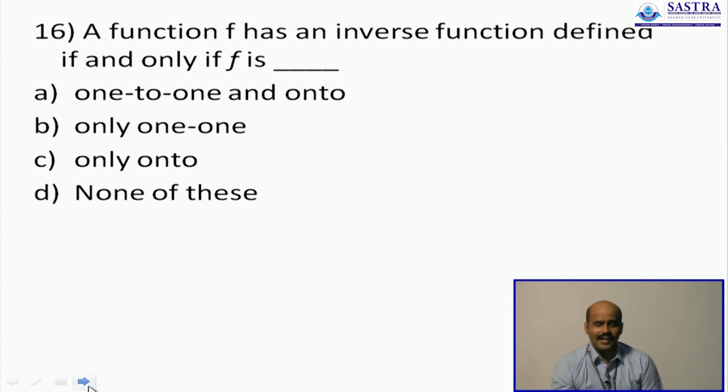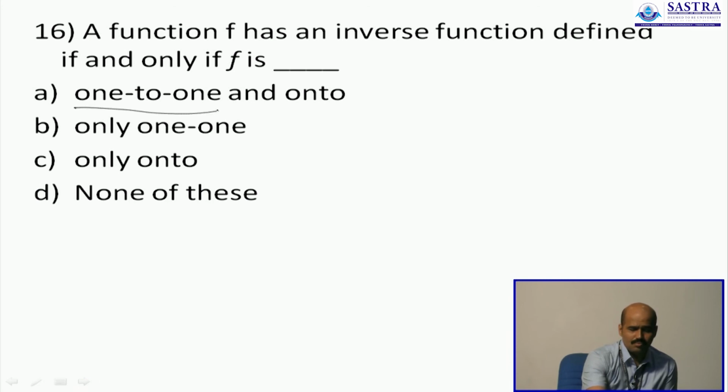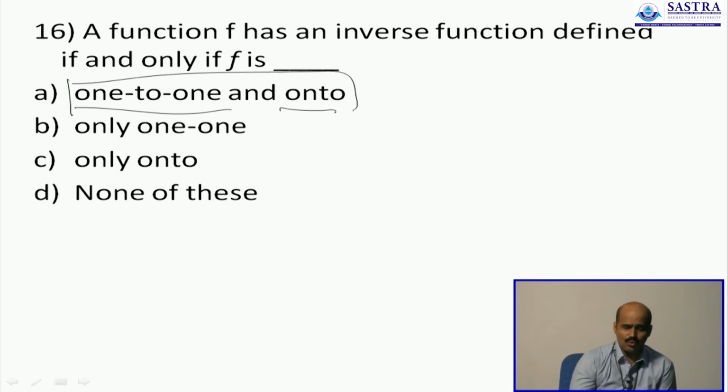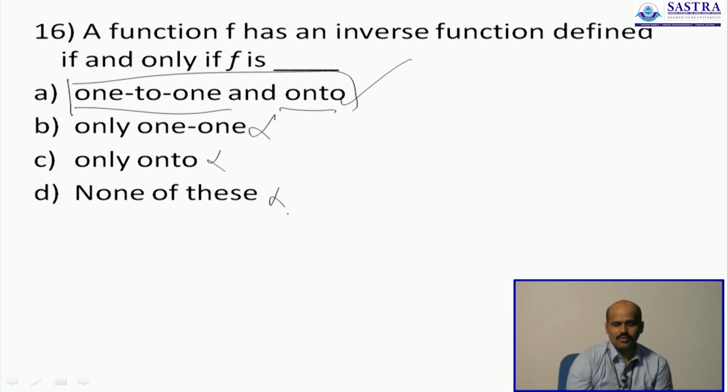A function f has an inverse function defined if and only if we have a couple of options. If you can recall, we discussed this when we were discussing inverse of functions, and any function will have an inverse only if it is bijective, which means it is both one-to-one and onto. In all other cases you cannot define the inverse function, and therefore this is the only case which fits. If it's only one-to-one, you rule it out. If it's only onto, you also rule it out, and option A fits the requirement, so option D is also not the best answer.